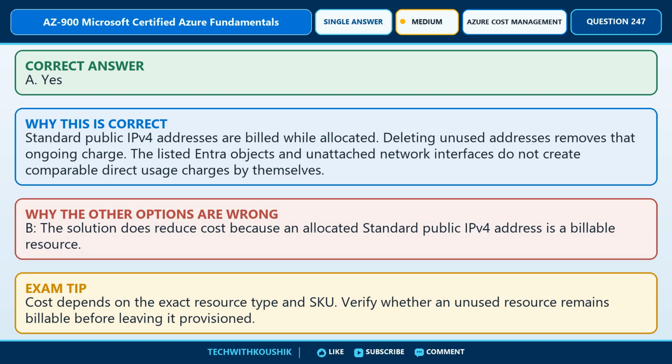This is the best choice because standard public IP version 4 addresses are billed while allocated. Deleting unused addresses removes that ongoing charge. The listed Entra objects and unattached network interfaces do not create comparable direct usage charges by themselves. Here's why the alternatives are not suitable. B. The solution does reduce cost because an allocated standard public IP version 4 address is a billable resource. The main takeaway is cost depends on the exact resource type and SKU. Verify whether an unused resource remains billable before leaving it provisioned.